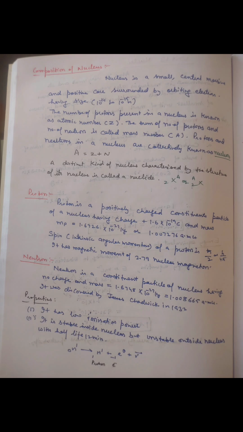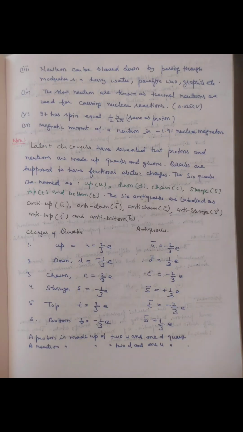Proton is a positively charged particle having charge 1.6 × 10^-19 coulomb and mass 1.007276 AMU. Neutron is a neutral particle having mass 1.008665 AMU. It has low ionization power. It is stable inside the nucleus and unstable outside the nucleus, with half-life 12 minutes. It can be slowed down by passing through moderators such as heavy water, paraffin wax, graphite, etc. The slow neutrons are called thermal neutrons.